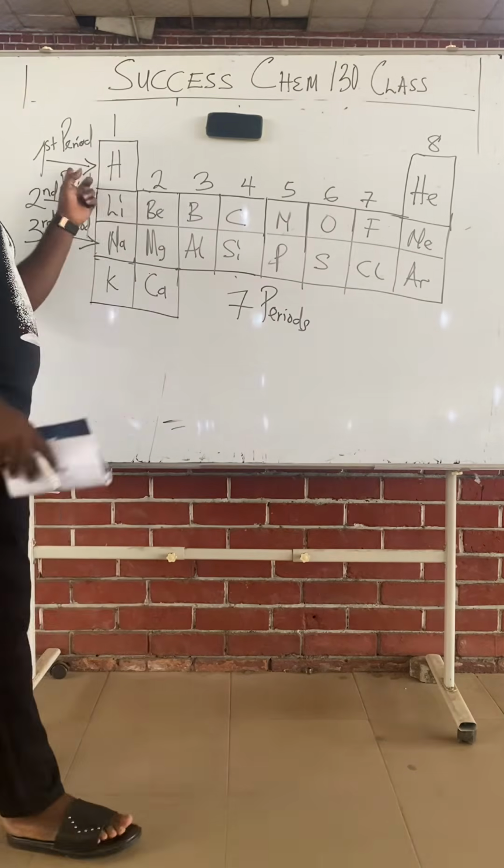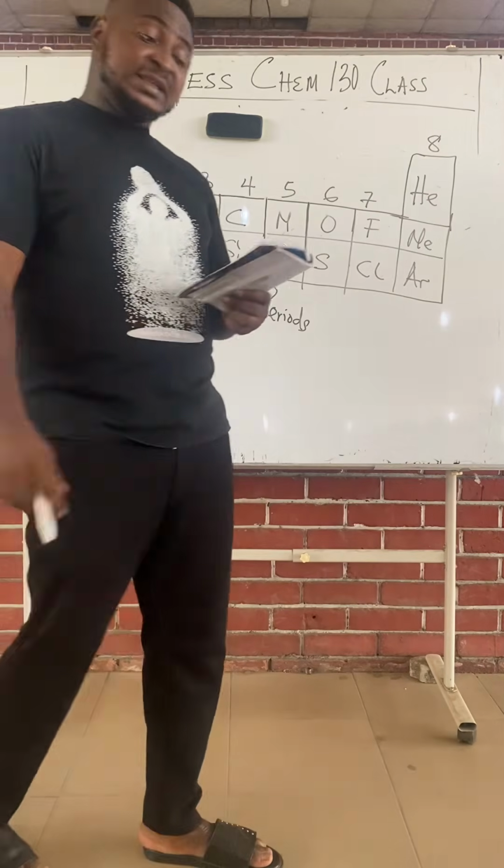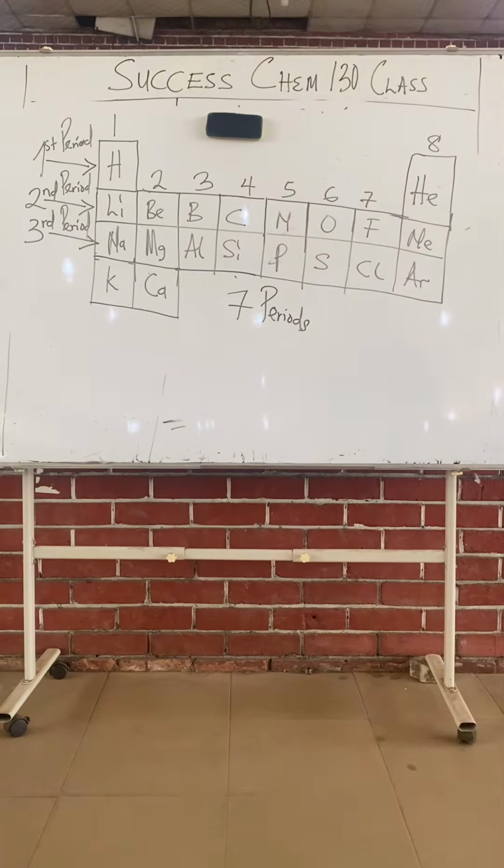The first period contains 2 elements. The second and third contain how many elements? 8 elements. The fourth and fifth periods contain 18. The sixth period contains 32 elements. The seventh period is incomplete, because we are still discovering more elements.